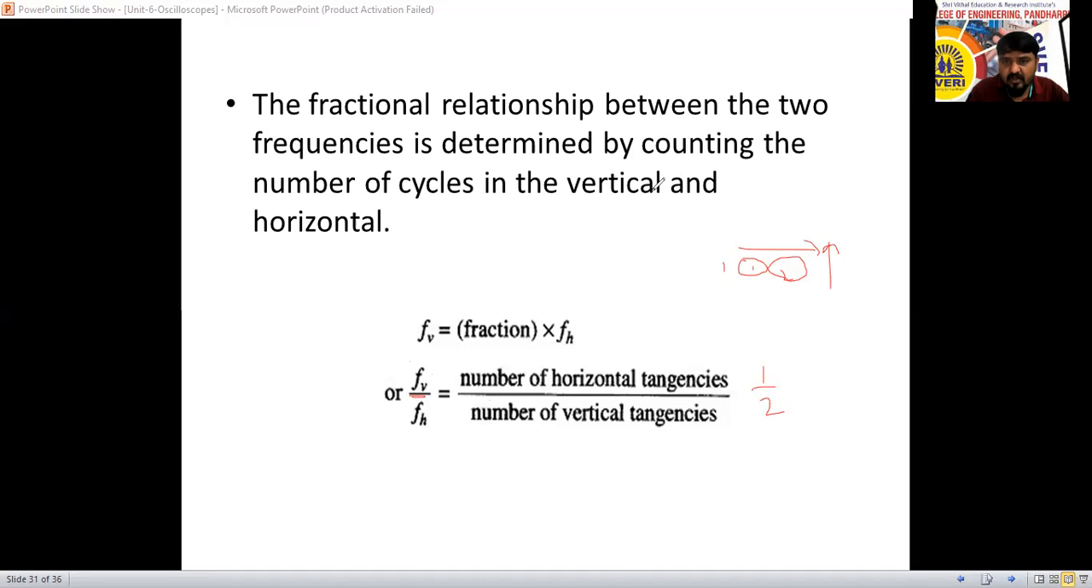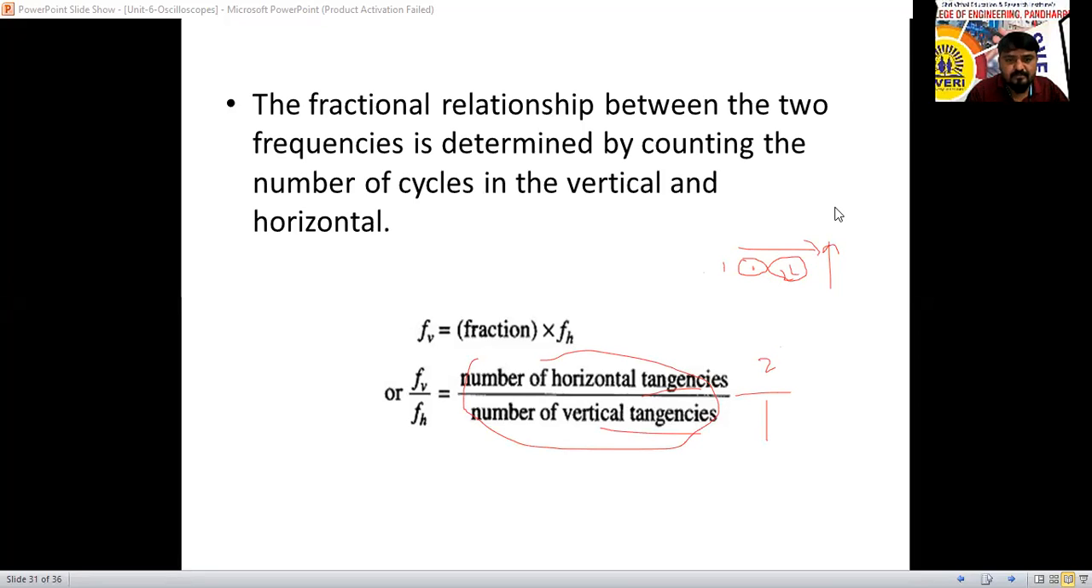So first horizontal we have to write. Just a minute. It is reverse way. It is not 1 by 2. It is 2 by 1. Number of horizontal tangencies, how much is it? 1 and 2 are there. So that is called 2 divided by 1 here now. So FV equal to 2 FH. Yes, correct? So that is the fraction we are going to call here. Number of horizontal tangencies divided by number of vertical tangencies.